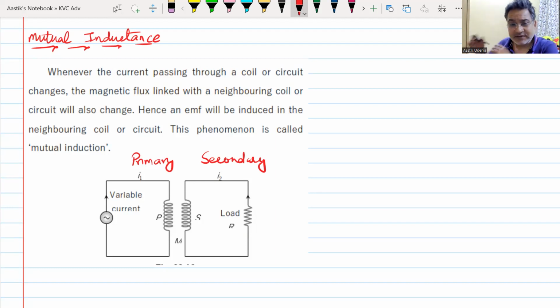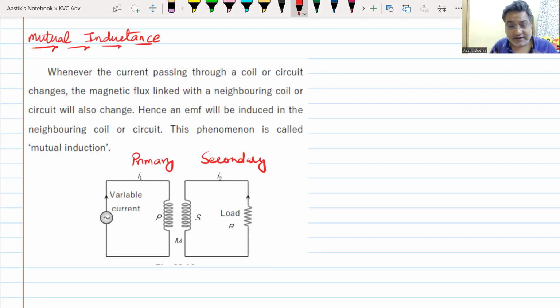Let us see what happens in the neighboring coil. If you have current in the first coil, you can have flux linked in the secondary coil, the second coil. Yes or no? If you change current in the first coil, the flux in the second coil can change. Yes or no?